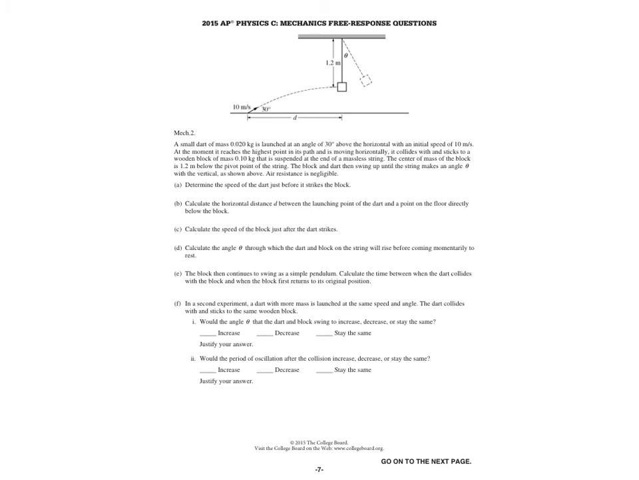Air resistance is negligible. To determine the speed of the dart just before it strikes the block, basically that's going to be 10 cosine 30, because it's only the x component that we would be concerned with. So 10 cosine 30 would be 8.7 meters per second. So that's A.